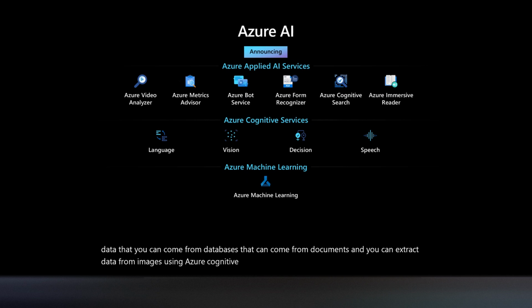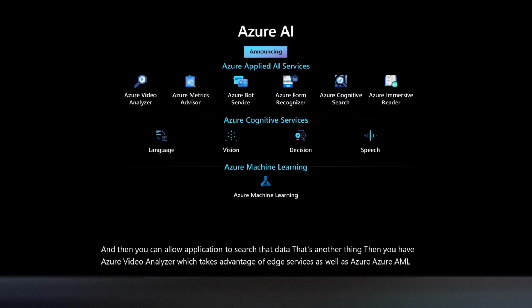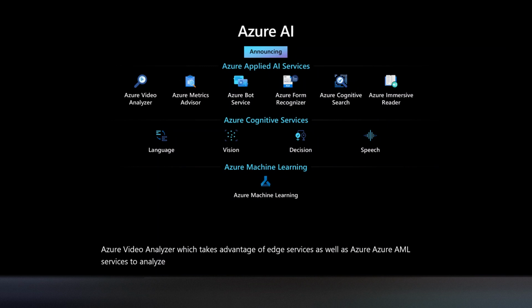You can enrich it, and then you can allow applications to search that data. That's another thing. Then you have Azure Video Analyzer, which takes advantage of edge services as well as Azure AI and ML services to analyze a video stream, like what's going on there. So that's another Azure Applied AI service.